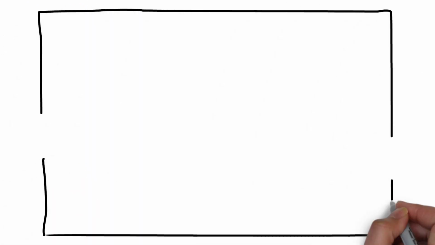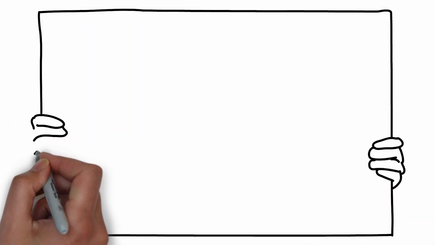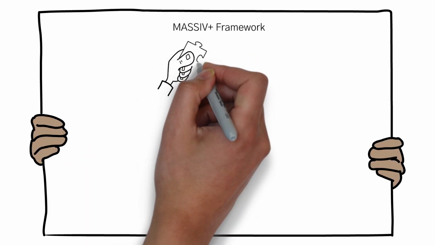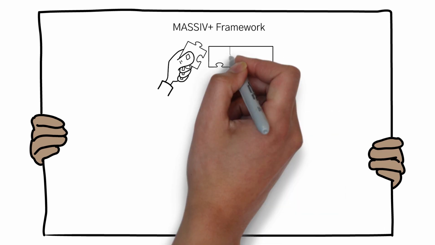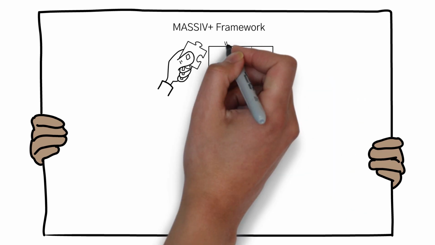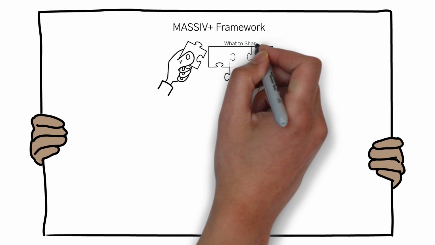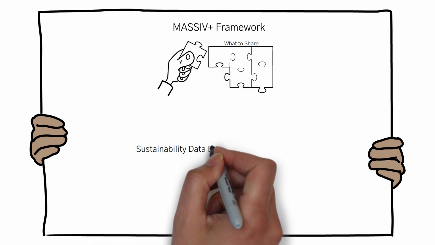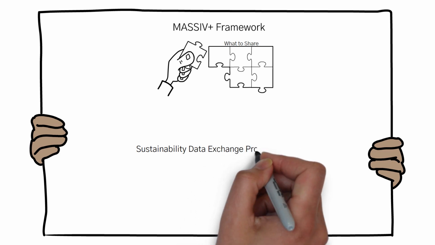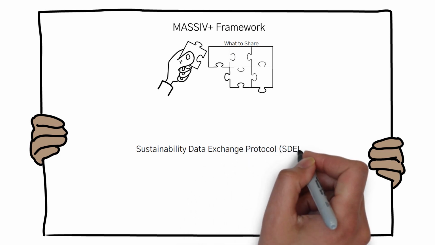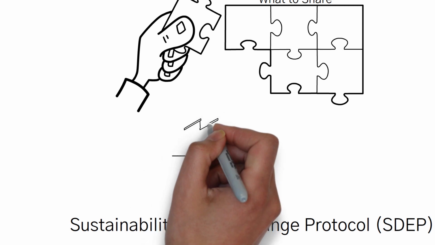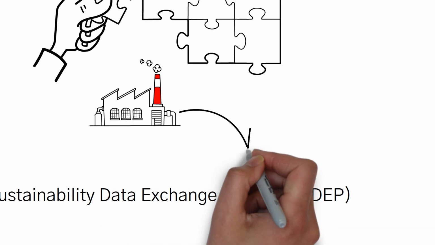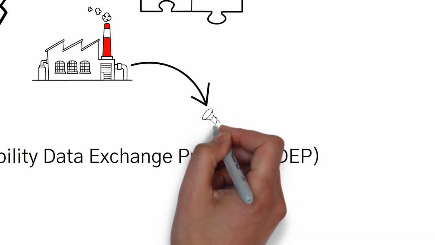MASSIV Plus is not defining a new data protocol for sharing, but rather a framework that brings multiple initiatives together in an integrated composite protocol to share organizational sustainability data. The MASSIV Plus framework starts with defining what data to share in a sustainability data exchange protocol, or SDEP, that layers an organization's data from high-level company and location data to more granular product-level data via protocol messages.